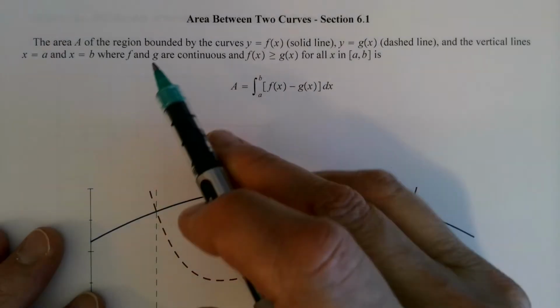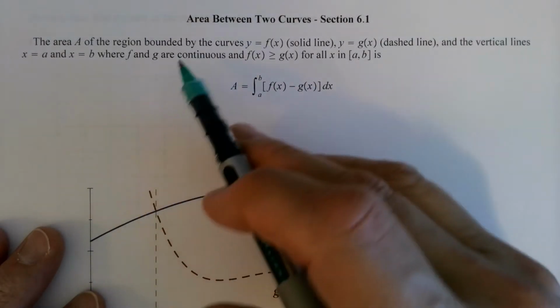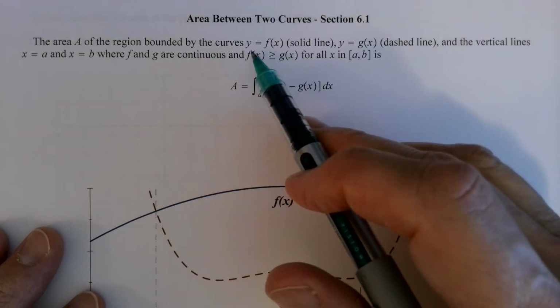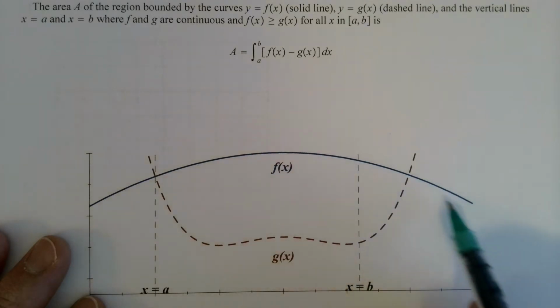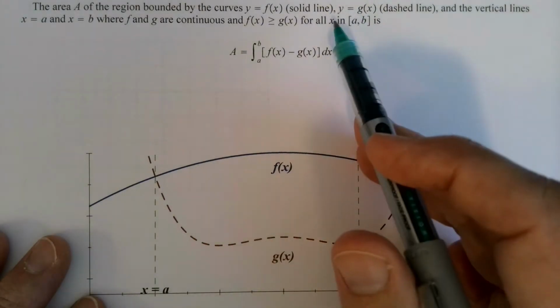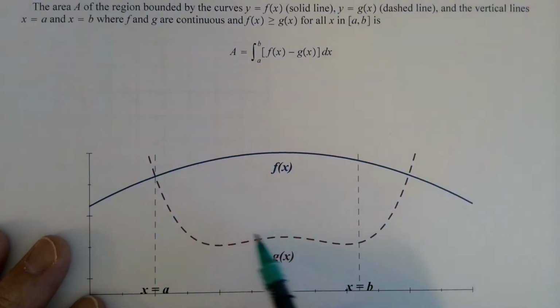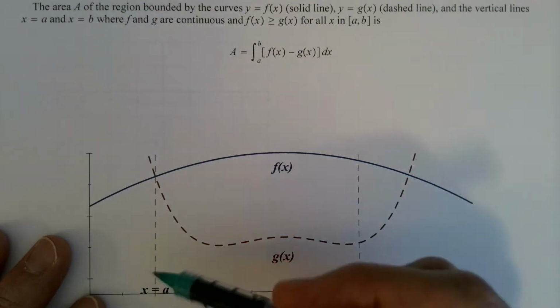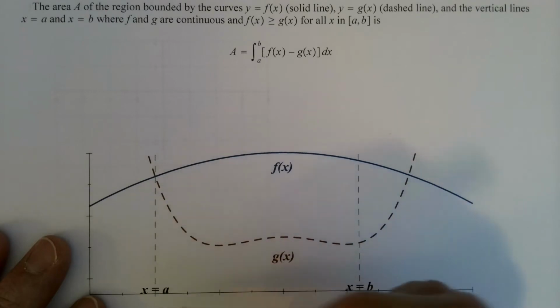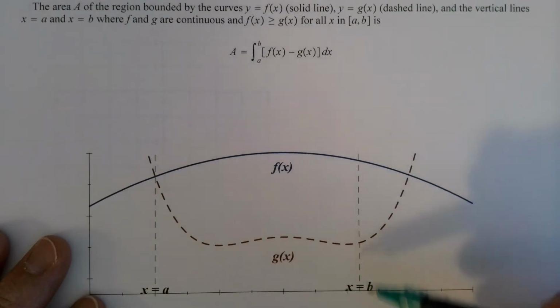So the area region bounded by the curves y equals f of x, and I've drawn an example of such a function here, this blue solid line, and y equals g of x, which is this red dashed line here, and the vertical lines x equals a, which is this dashed line here, and x equals b, which is this dashed line here.